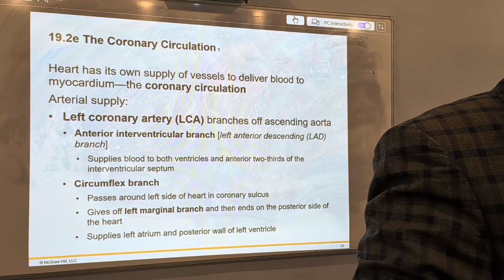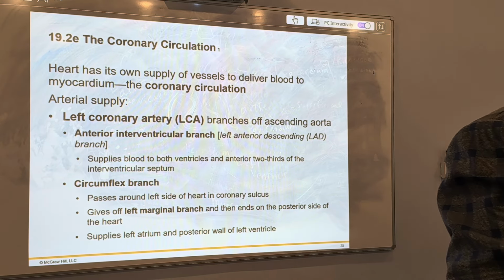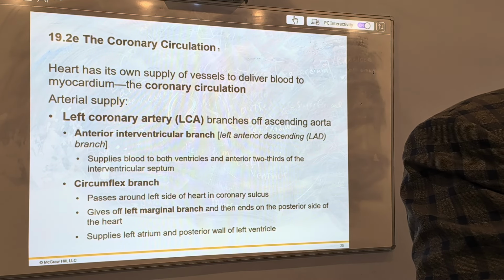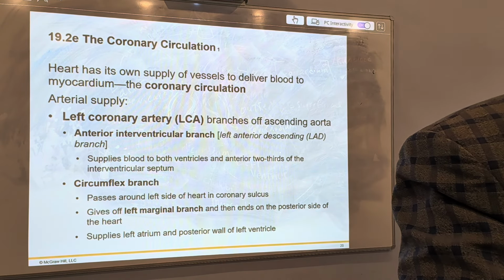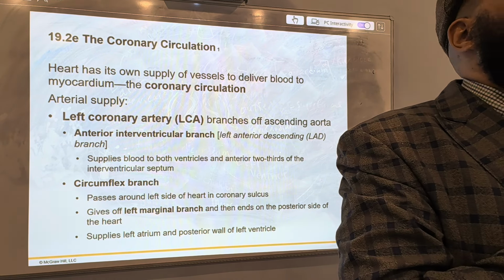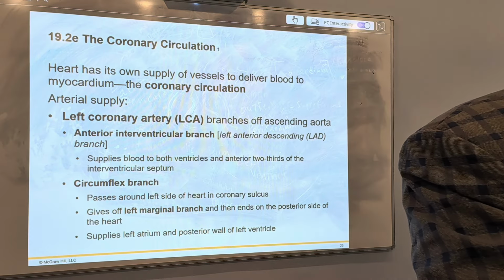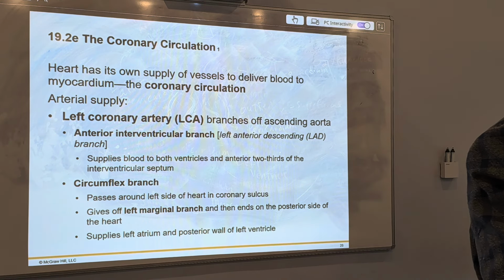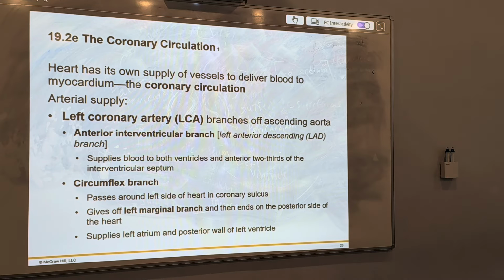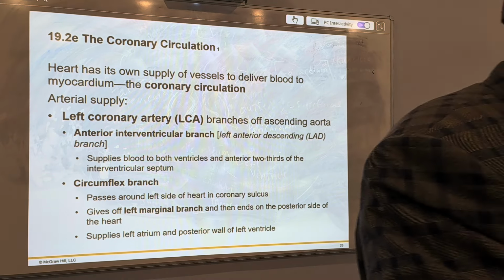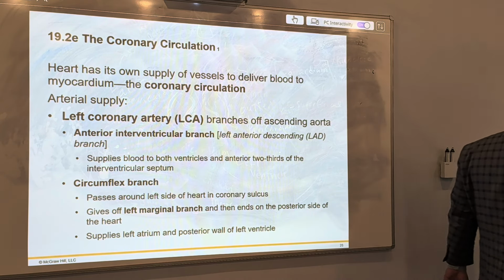But it needs to feed itself. It needs food. It needs blood. So there's a separate circulation that's called the coronary circulation. When somebody gets a heart attack because a blood vessel is clogged, which blood vessel do you think that is? It's a blood vessel in the coronary circulation.